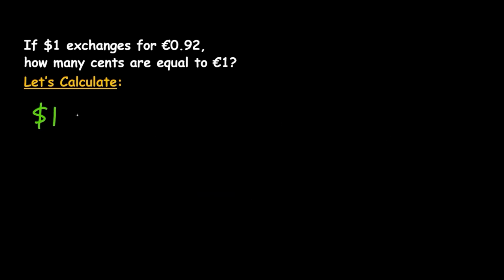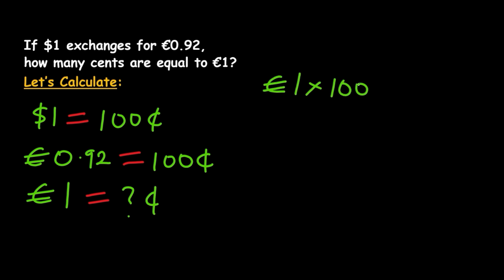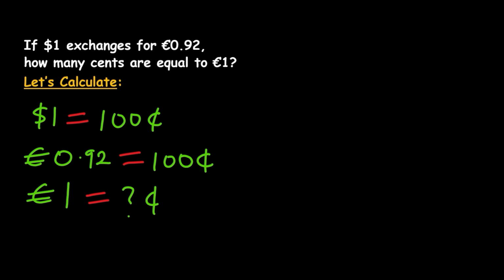We know $1 is equal to 100 cents, and that 0.92 euros is also equal to 100 cents. So, if 100 cents equals 0.92 euros, then let's find out how many cents are in 1 euro. 1 euro times 100 cents divided by 0.92 euros. That gives us approximately 109 cents. So 1 euro is worth about 109 US cents.